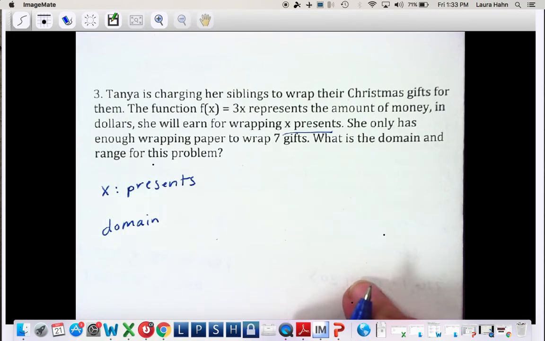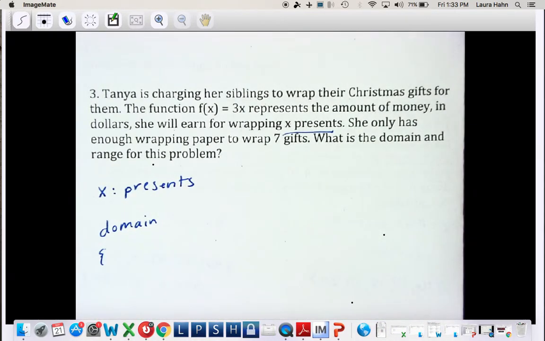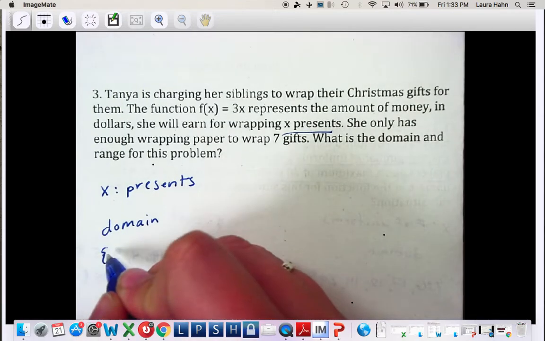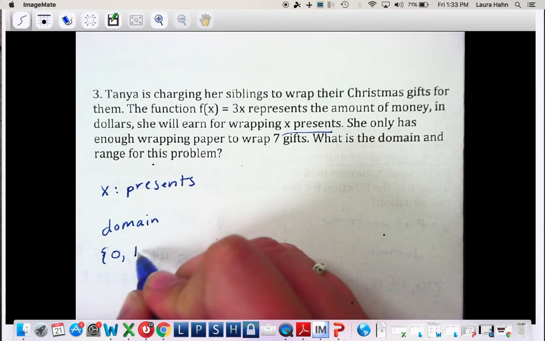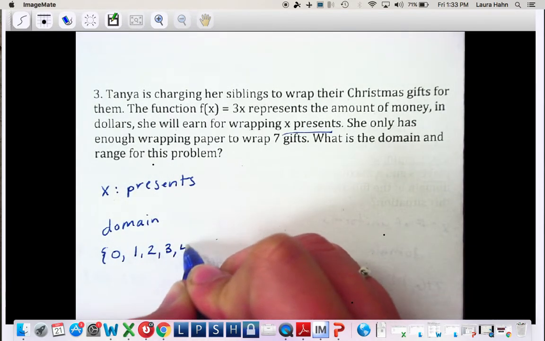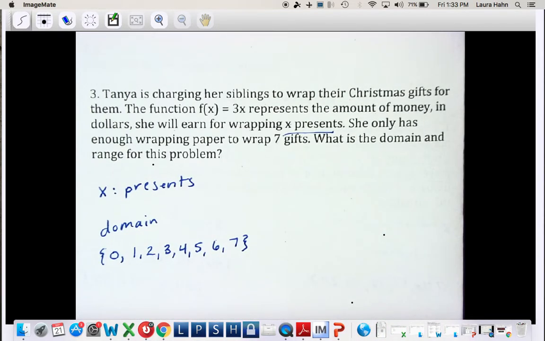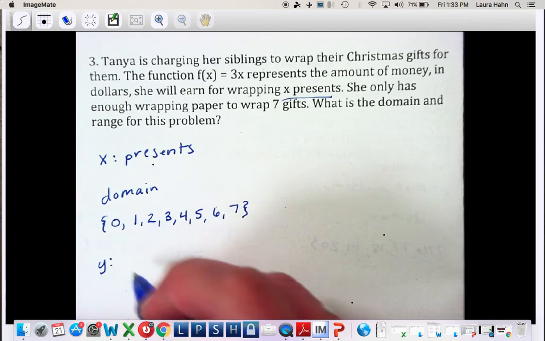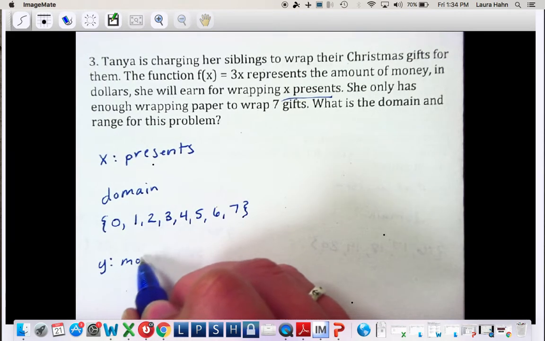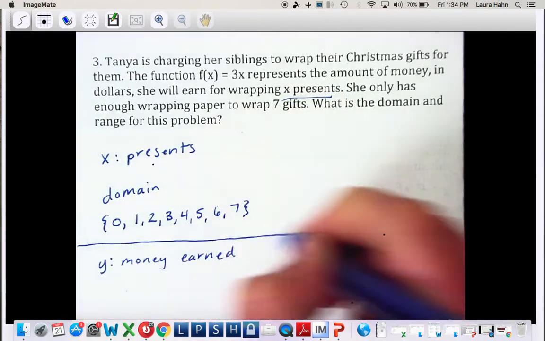And I know this is discrete as well. I'm going to have to make a list because you can't wrap a part of a present. So the lowest she can do is 0 if nobody wants her to take her business, right? The highest she can do is 7. So I need to list all the numbers in between. I know Y is going to be how much money she makes. And this will be the range.